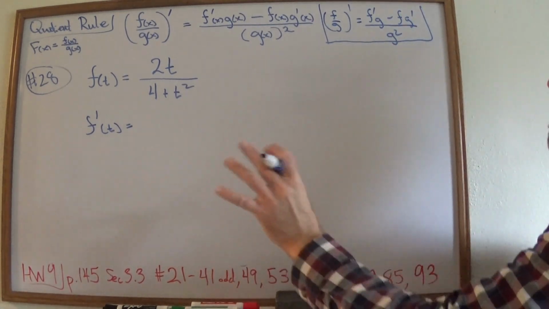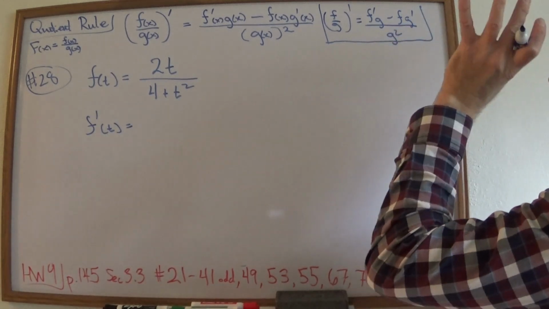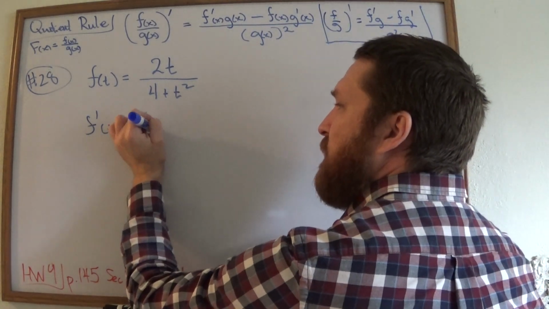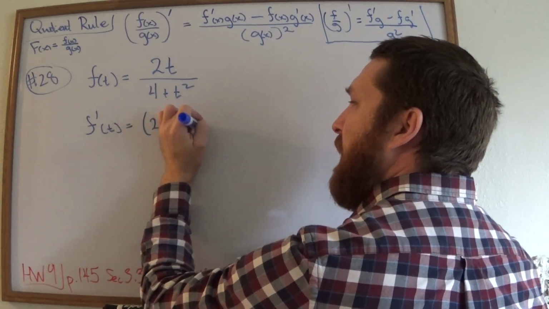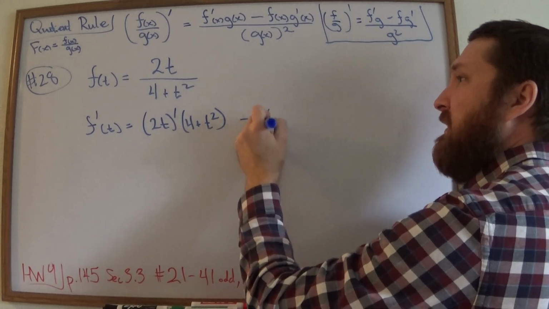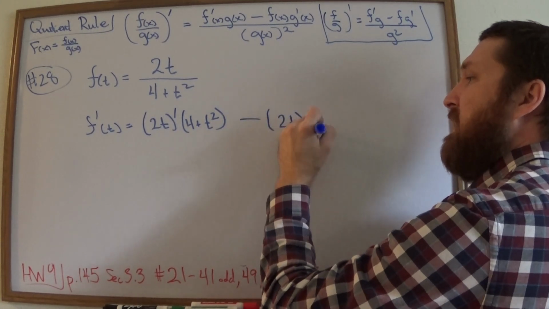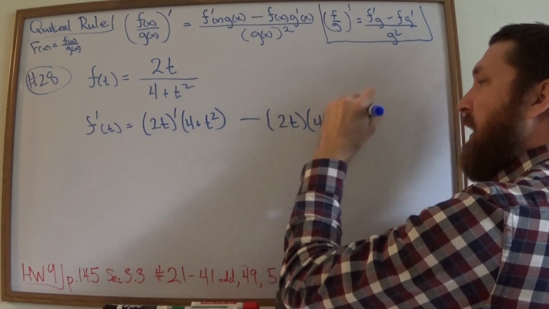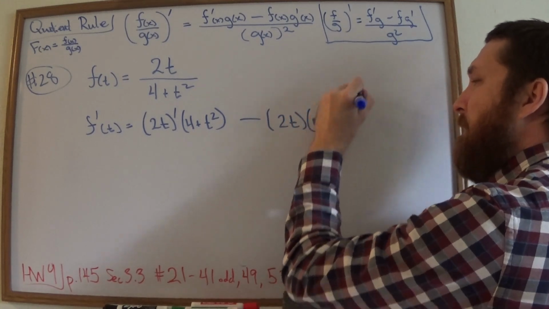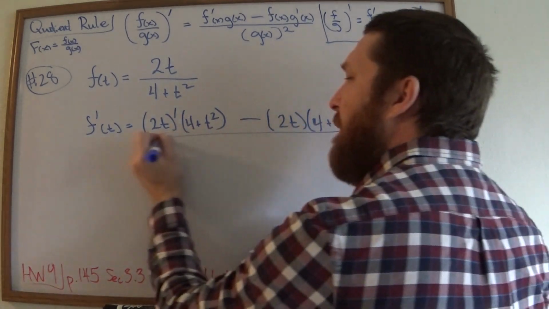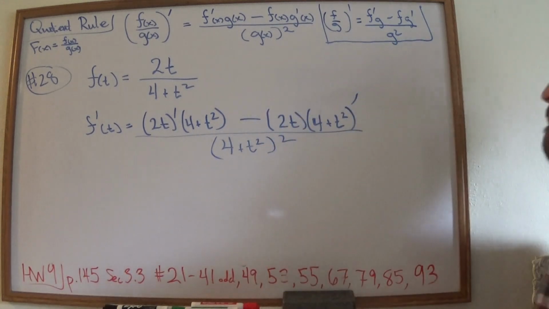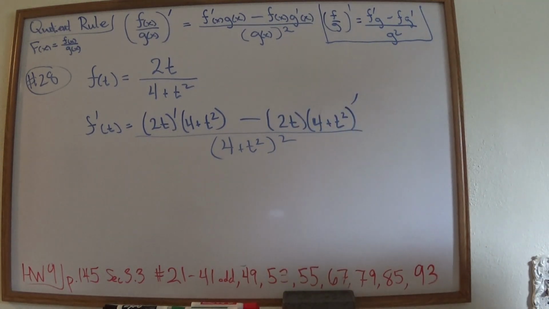So, I'm going to think about it just like the product rule, but with a minus in between. So this says, take the derivative of the top stuff, leave the bottom stuff alone. Subtract off, leave the top stuff alone, take the derivative of the bottom stuff. Divide that by whatever the bottom stuff is, squared. Now all we've got to do is just take two derivatives.